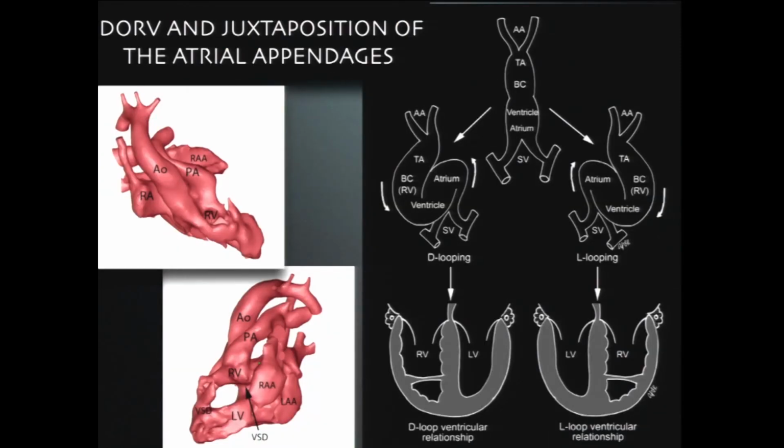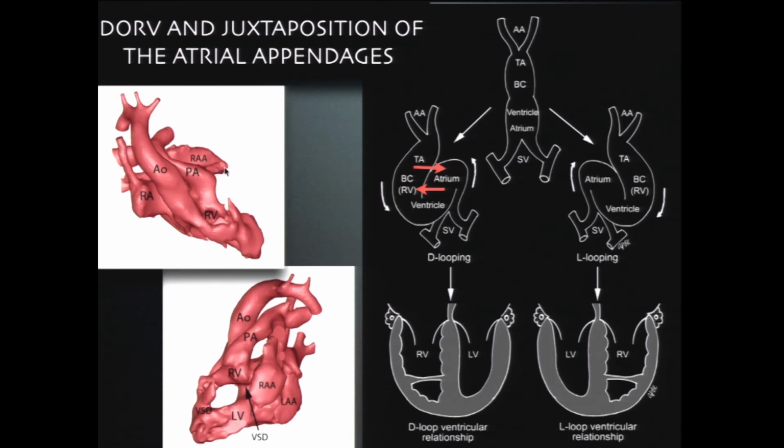And then this is the pathogenesis of juxtaposition. So this is the straight heart tube, D-looping or L-looping. After looping, what you need to have is that the inlet should move to the right, and then the outlet should move to the left. Therefore, the atrium is embracing the rest of the heart from behind. However, if this process is deficient, the outflow tract remains in the right ventricle.